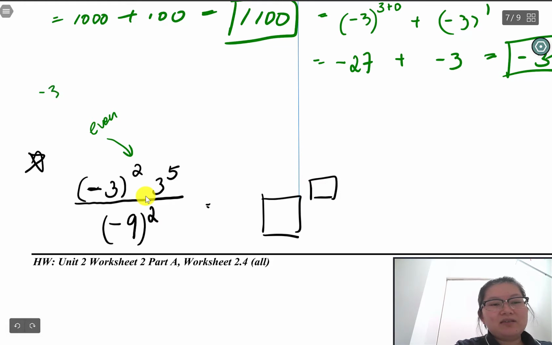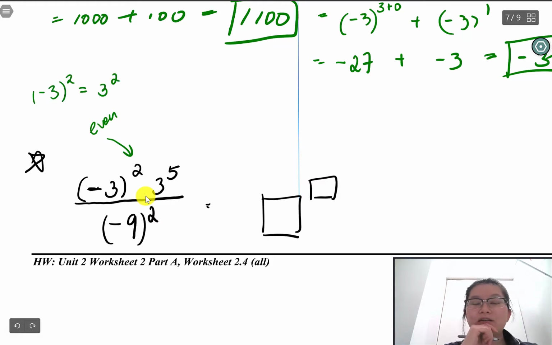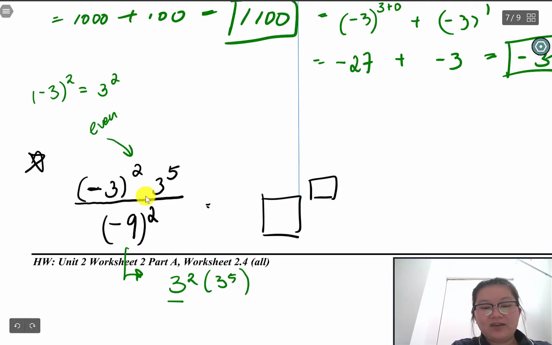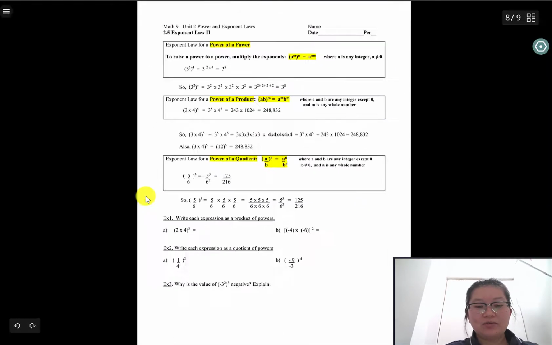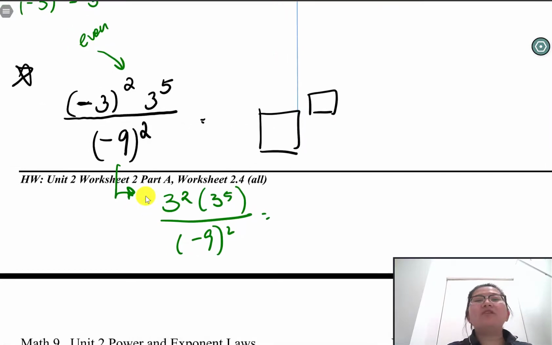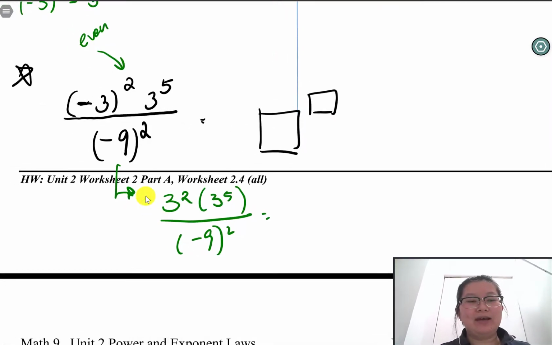So what that means is negative 3 to the power 2 is going to give me exactly the same result as positive 3 to the power of 2. So in fact, I will rewrite this as 3 to the power of 2 times 3 to the power of 5. And voila, I can combine the top now, okay? So that's one way to treat negatives, is knowing what your final answer is going to end up to be and using that to your advantage. So I get 3 to the power of 5 plus 2 is 7.